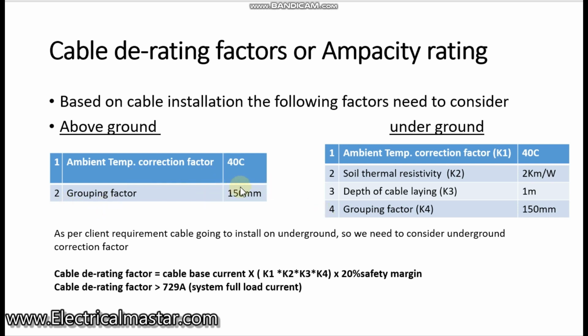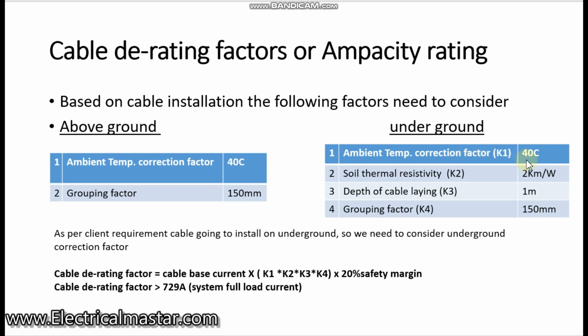Grouping factor means, if you are connecting 2 or 3 runs of cable, the minimum distance kept between those cables. See here, for underground you have to consider 4 correction factors.